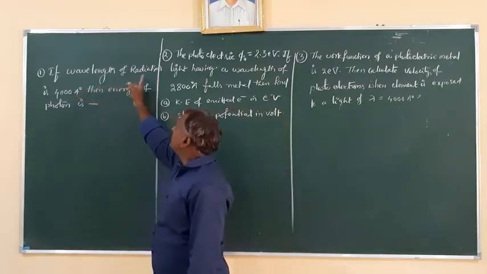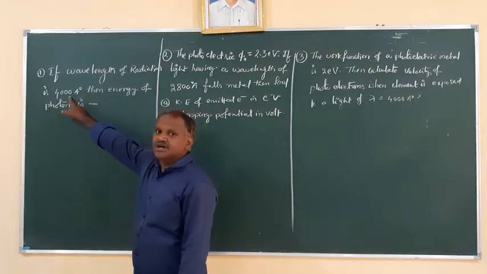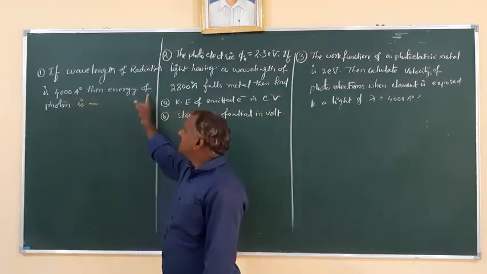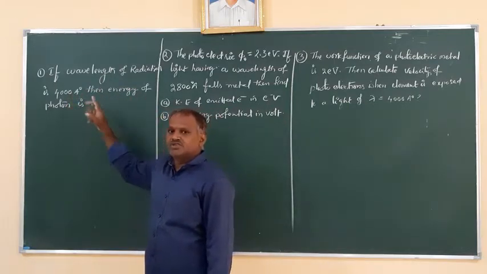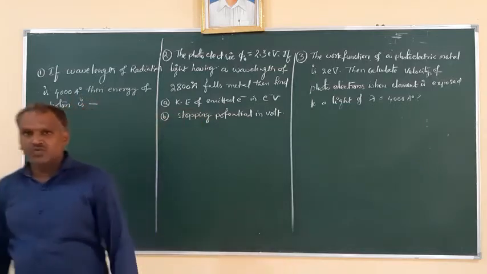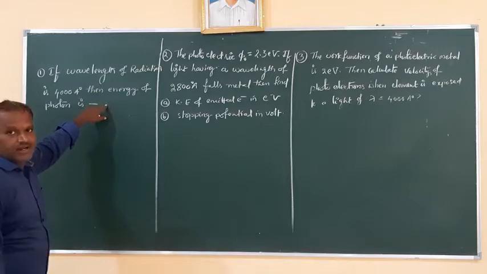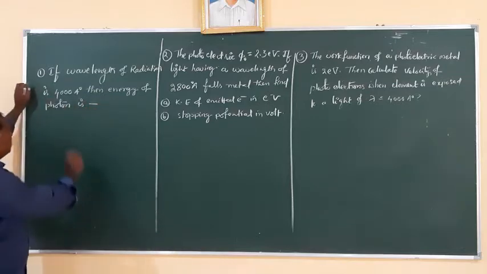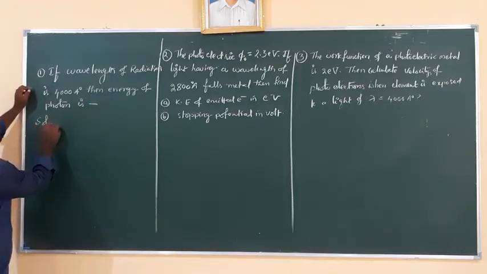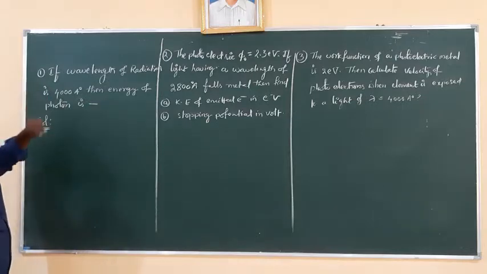The wavelength of radiation is given here as 4000 angstroms. Then the energy of the photon is? So it can be calculated easily. Why did I give this question? Just to show how to calculate it easily. That is the solution for this one. Here it is.